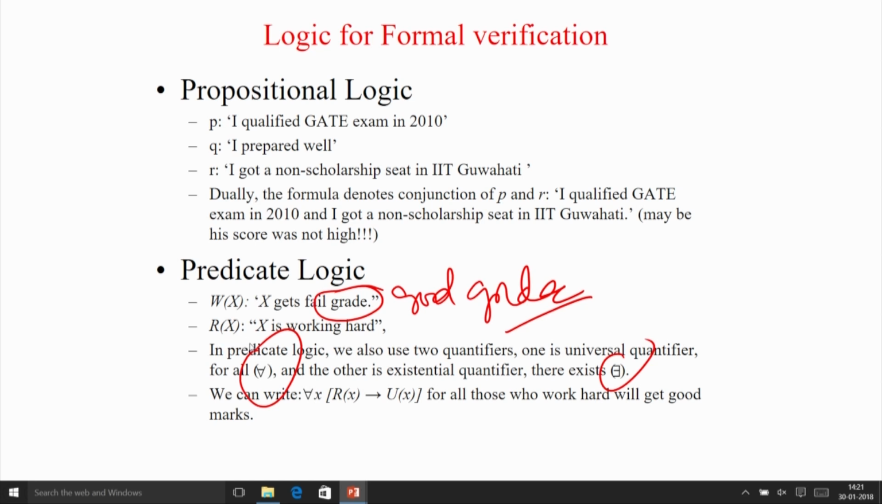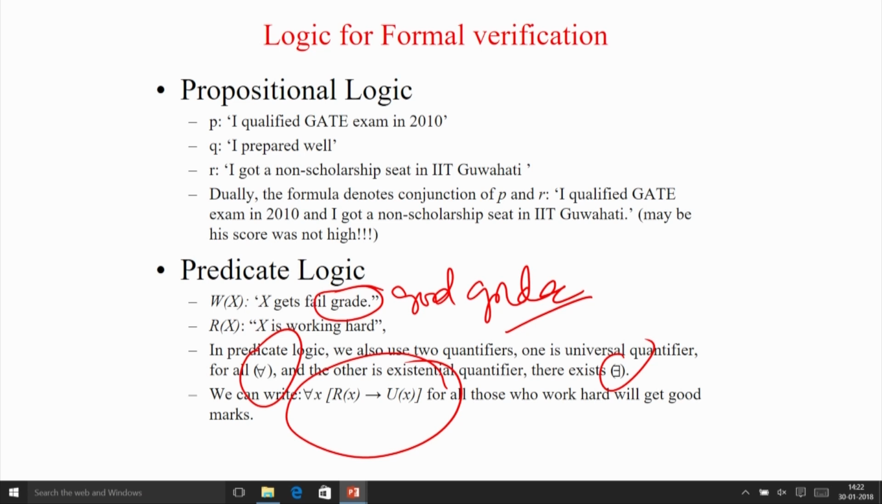There is nothing wrong in saying Wx, x gets a fail grade. These are predicate logic. But writing this sometimes makes the statement non-behavioral, not practical. For all x, Rx implies Ux means all those who are working hard will get a fail grade. There is no problem in this mathematical representation of predicate logic, but it is not a practical way of handling things in real life, because whoever works hard generally will get good grades. Mathematically speaking, there is no problem.